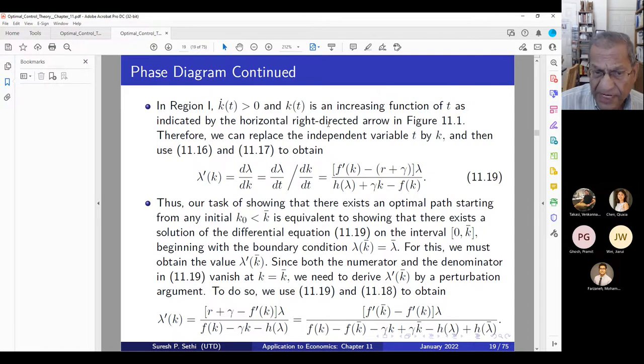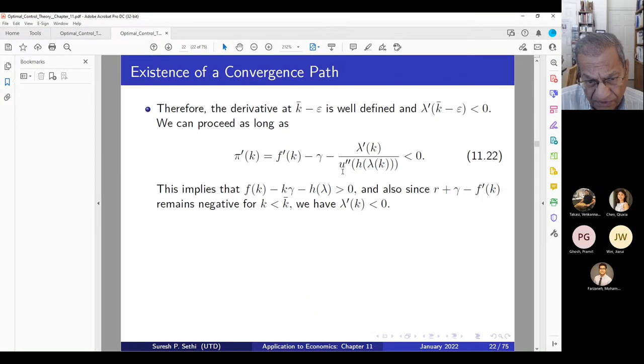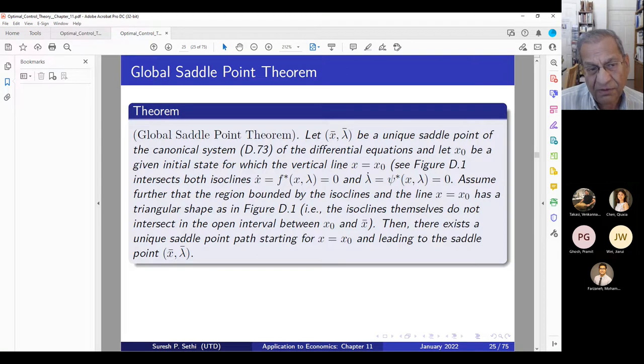So one is the cheap way of doing it, which I will go over first. There are many different ways to do it. In fact, this analysis that I have here is different from my previous editions, the first and the second edition. The third edition may have some things which are similar to the fourth edition and some not, but there are many ways to do this, and the simplest way is to do this. There's a theorem called the global saddle point theorem. It says let x bar, lambda bar be a unique. So we already proved that this is a unique k bar, lambda bar. So this now is k bar, lambda bar. This is a general theorem, so it's x.